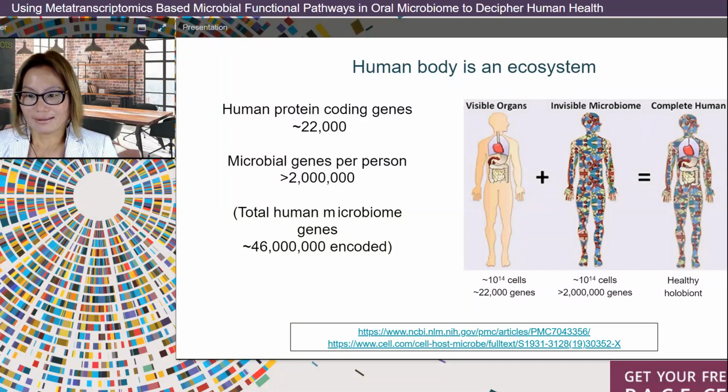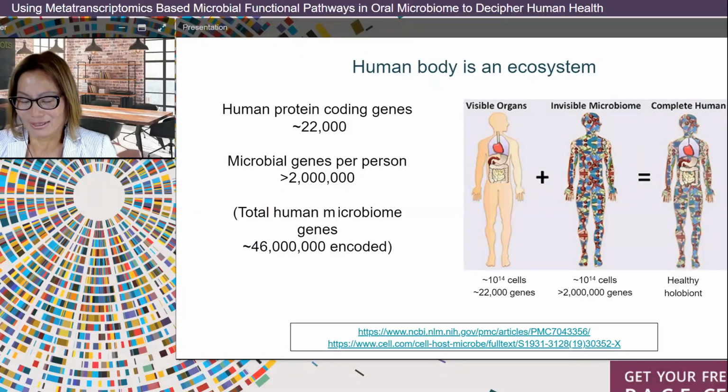Our human body is a walking ecosystem. A typical way of describing the human genome is that it encodes about 22,000 protein coding genes and many other non protein coding genes, such as lncRNAs. But more importantly, our human body also hosts many invisible microorganisms, shown in the middle one.